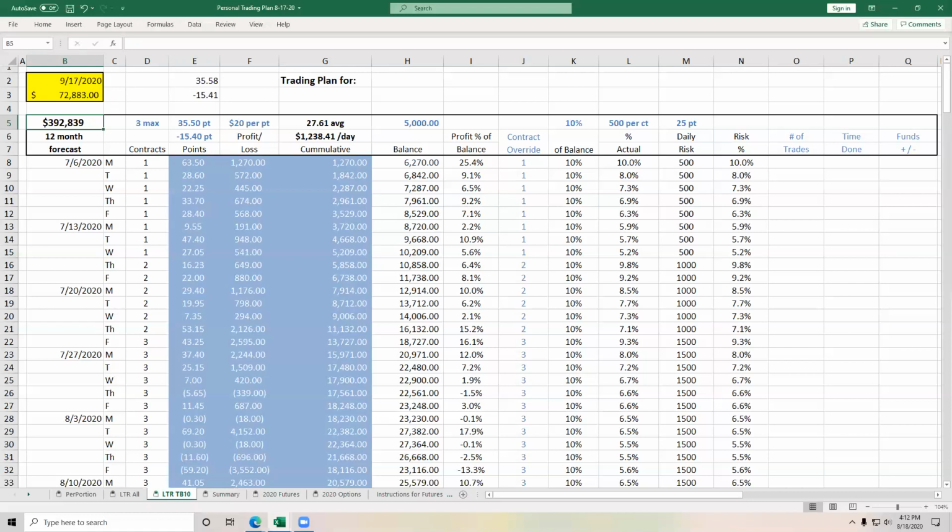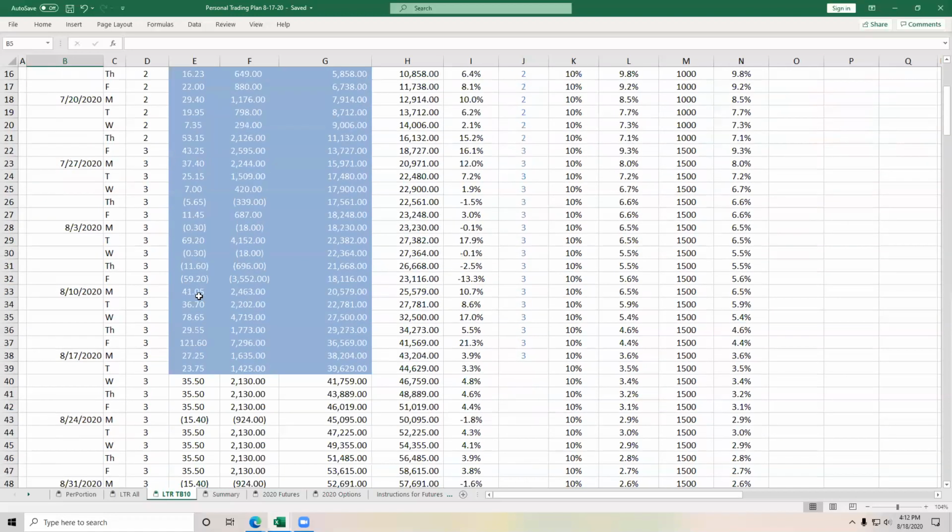So that's the overall summary. That's what we do with our personal trading plan. I think we have a very nice run rate going here. It may increase, it may decrease, whatever it is, we're going to continue to adjust it on a daily basis so that we have a realistic forecast of what our income could potentially be.